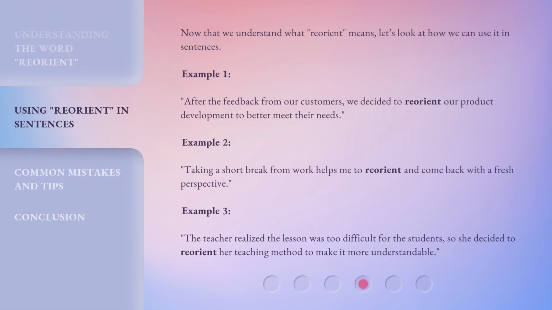Now that we understand what reorient means, let's look at how we can use it in sentences. Example 1. After the feedback from our customers, we decided to reorient our product development to better meet their needs. Example 2. Taking a short break from work helps me to reorient and come back with a fresh perspective. Example 3. The teacher realized the lesson was too difficult for the students, so she decided to reorient her teaching method to make it more understandable.